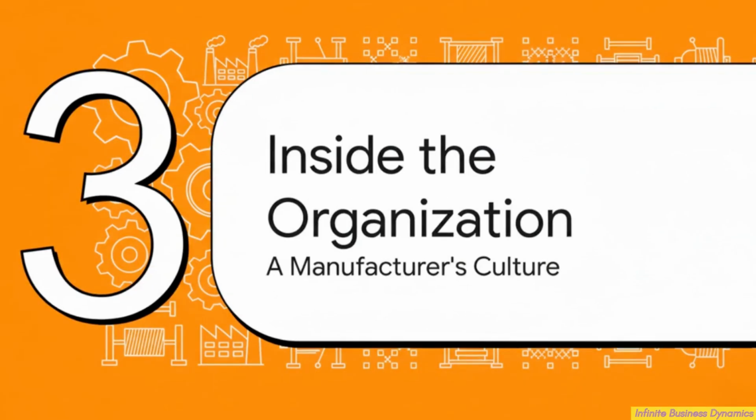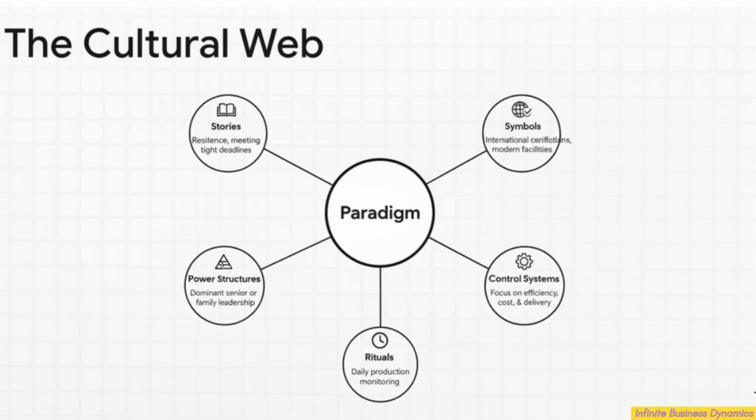Okay, so we've looked at the big picture of national culture. Now let's zoom in. Let's go inside the factory walls and try to understand the unique culture of a Bangladeshi manufacturing company. To really get what makes a factory tick, we can use this thing called the cultural web. Think of it like a way to decode an organization's DNA. So what are the stories they tell themselves? Well, a lot of times they're these legends of resilience, of hitting absolutely impossible deadlines.